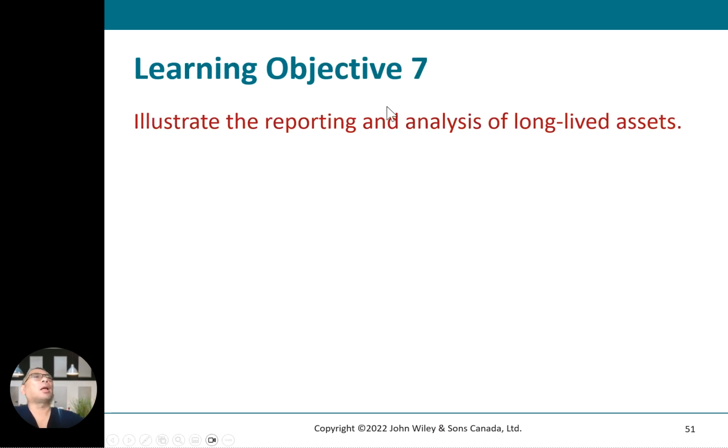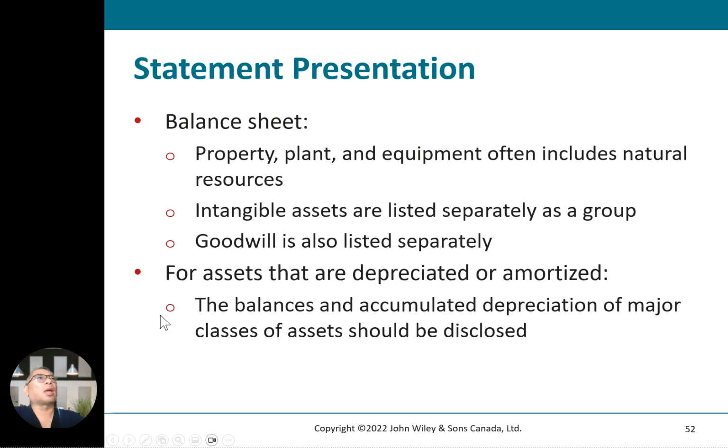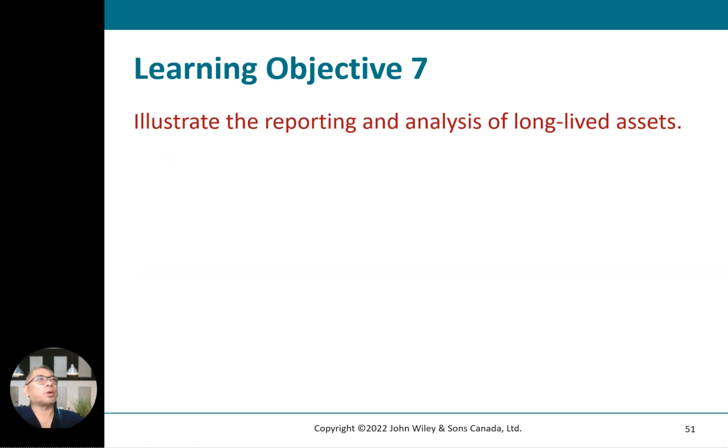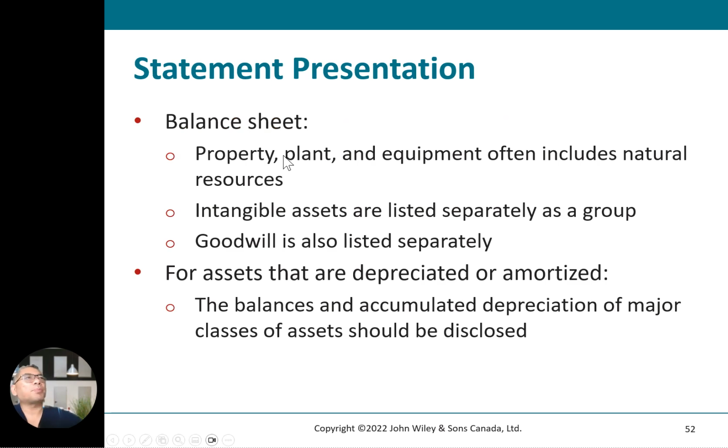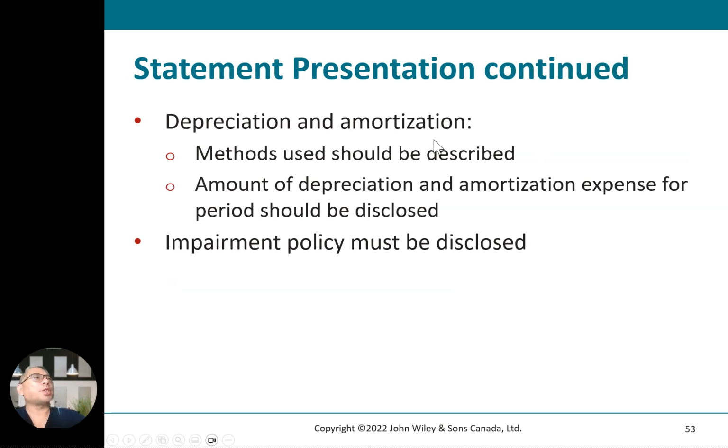Learning objective number 7, illustrate the reporting of long-lived assets. Let me just go back, make sure it's there. On the balance sheet, PPE often includes the natural resources. Intangible assets are listed separately as a group. Goodwill is also listed separately. For assets that are depreciated and amortized, the balance and accumulated depreciation of major classes of assets should be disclosed. The depreciation and amortization methods used should be described. The amount of depreciation and amortization expense for the period should be disclosed. Impairment policy must also be disclosed.